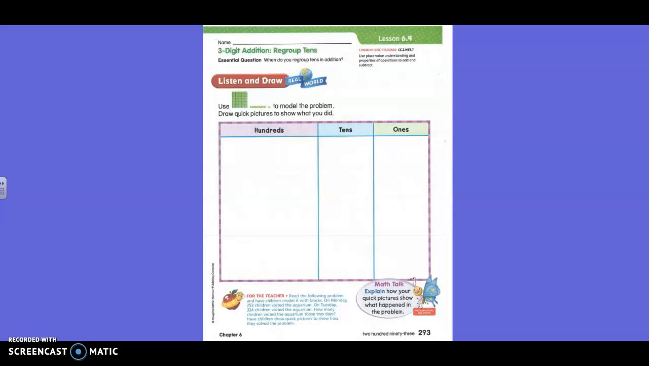Remember, if you can't spell something, or you don't know how, you can use the bottom of this. It tells you what to do. Okay?